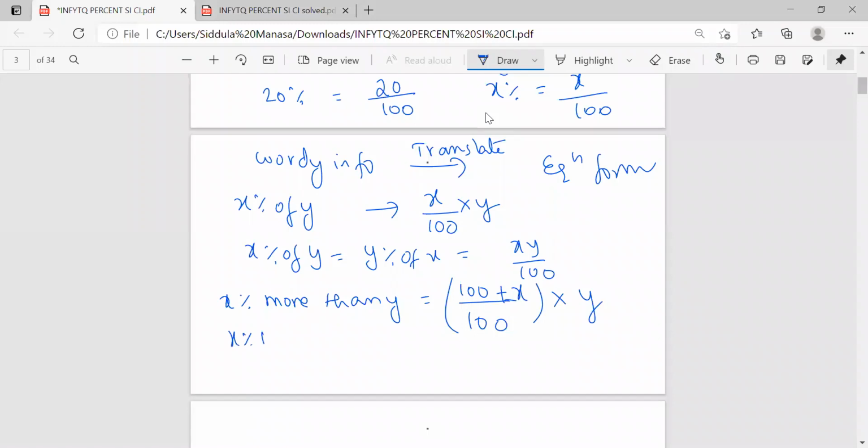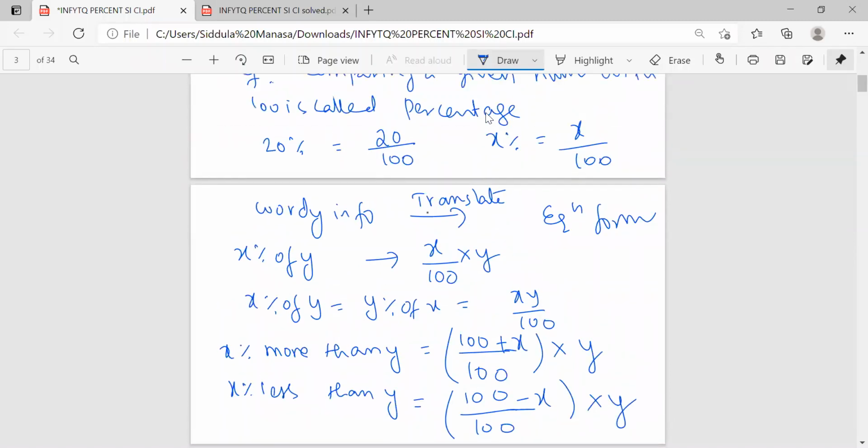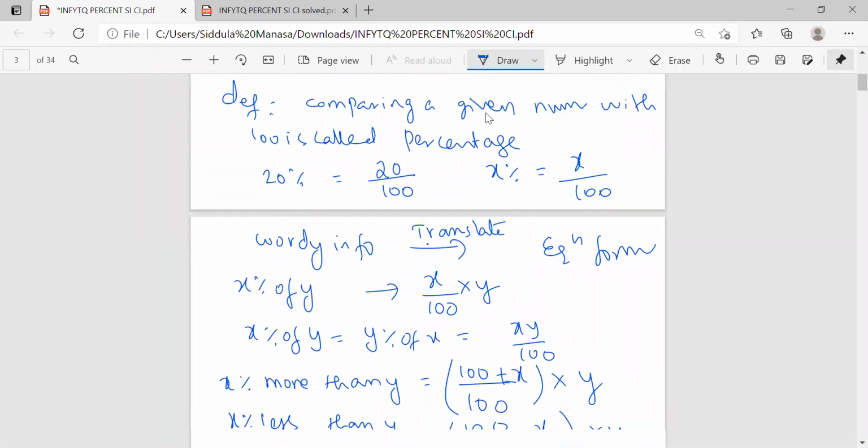X percentage less than Y. So what do you need to do? Out of 100 and 100. So X percentage less means the numerator will be decreased by X into what? On what? Y.